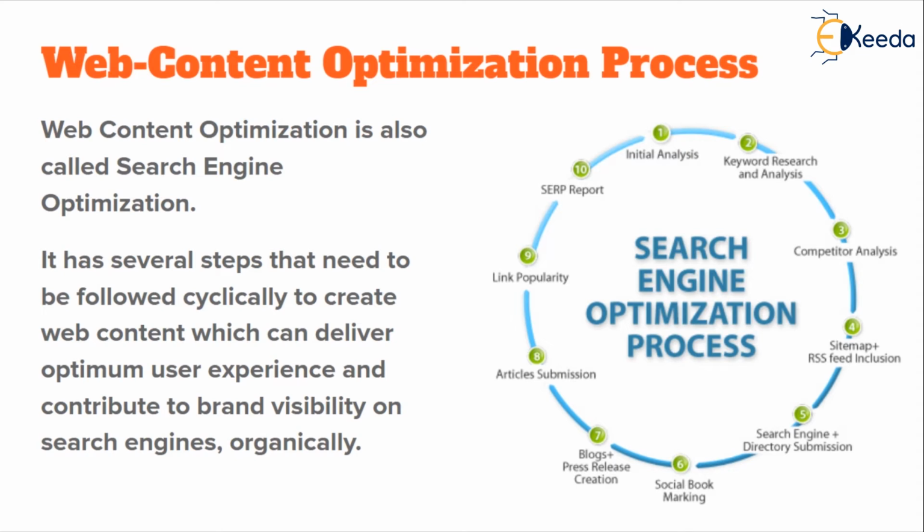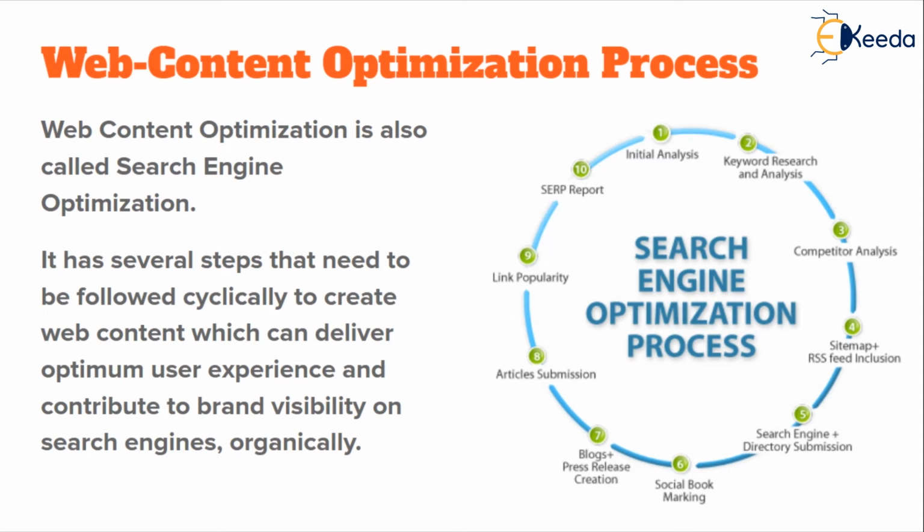Now, as far as the SERP report, initial analysis, maybe RSS feed and sitemap, directory submissions, and social bookmarking are concerned, as a content marketer, you will not likely be involved in this. The link popularity study and the SERP report study, again, you may not be really involved in this.